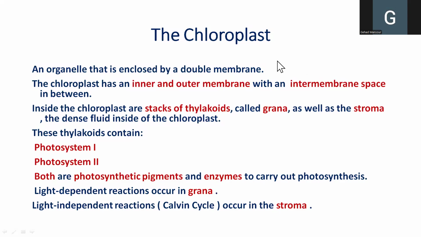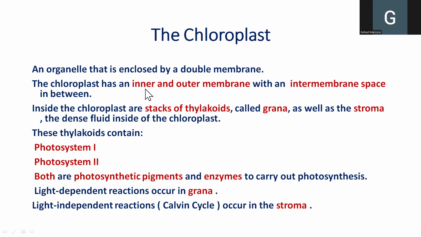Good morning. In this video, we will pursue our discussion of the chloroplast and its role in photosynthesis and how it is adapted to carry out the function of photosynthesis. As you know, the chloroplast is one of the organelles that are surrounded by a double membrane, an outer membrane that is rather smooth and an inner membrane that is folded.